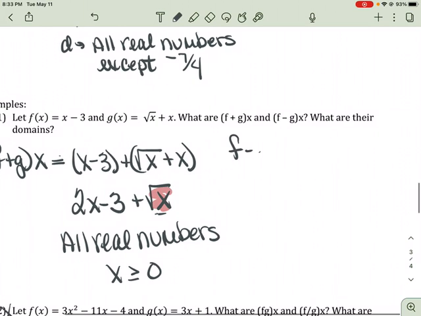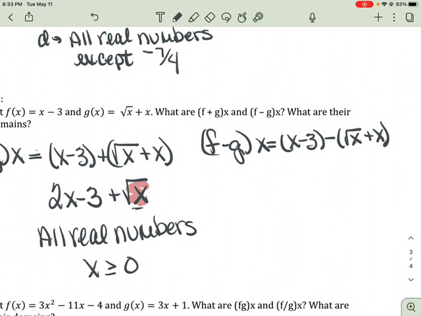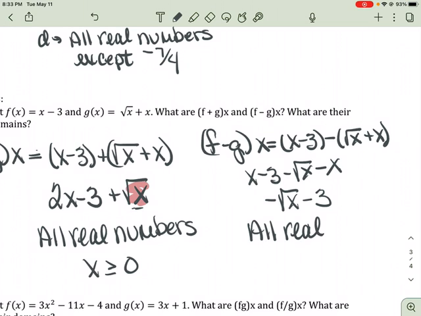Okay, let's try f minus g. So we're going to subtract. Okay, so we're going to get x minus 3 minus the square root of x minus x. I guess the x's cancel, and we're left with negative square root of x minus 3. X has to be greater than 0.